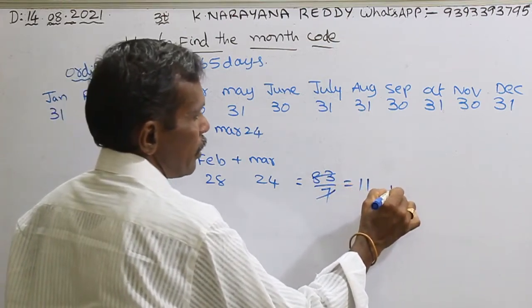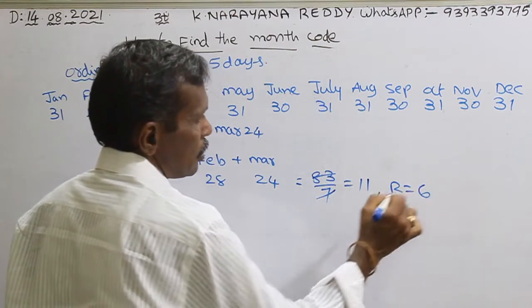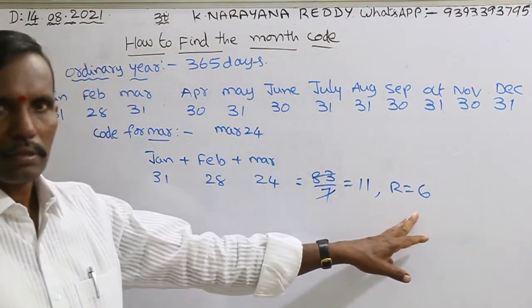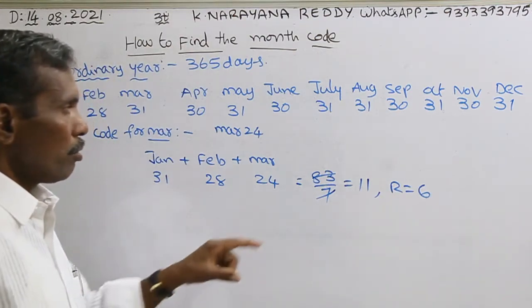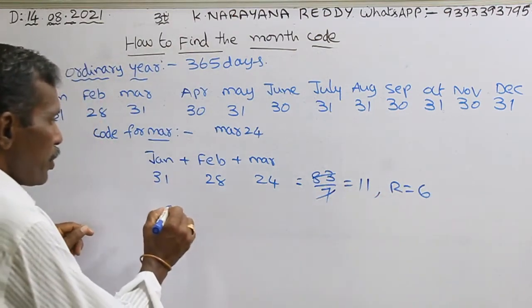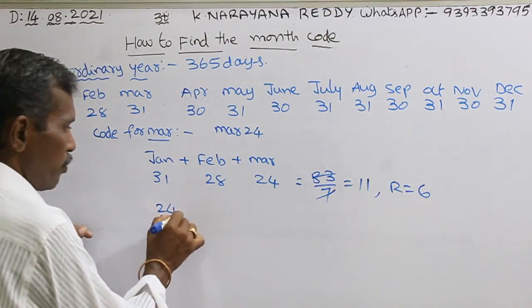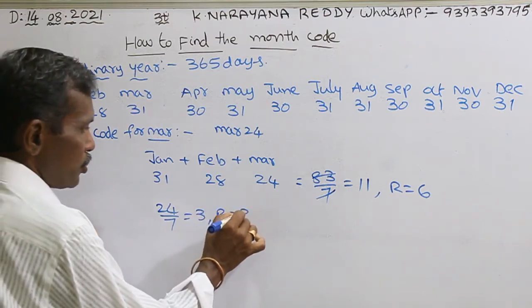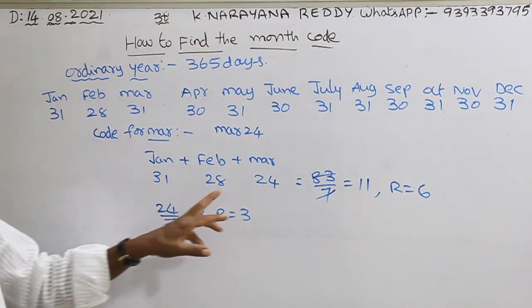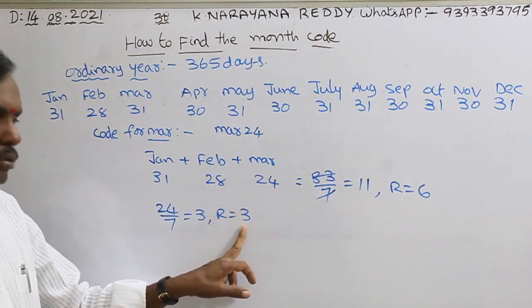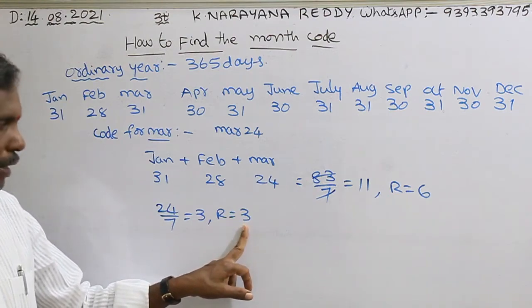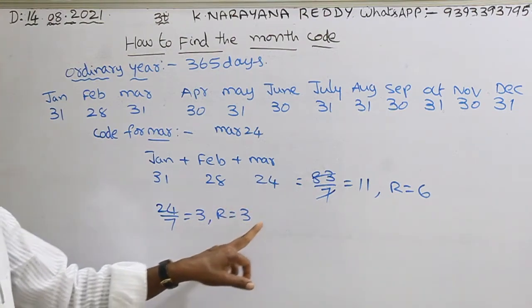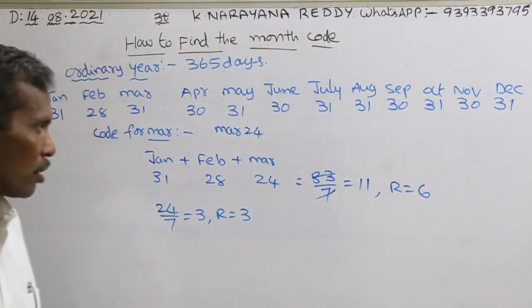How many days? What is the remainder? 6 remainder. These are odd days. Okay. Now take 24. 24 by 7. 3 remainder is 3. Only for 24, this is the remainder. These are odd days. Total odd days are 6.